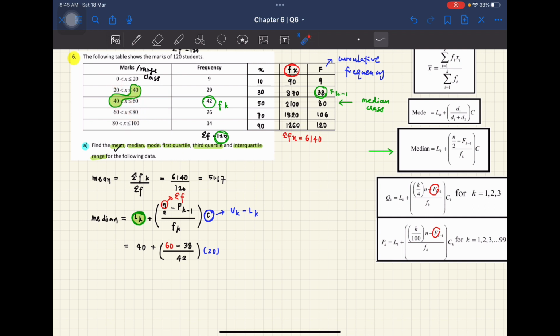So itu adalah cara yang paling mudah untuk kita cari nilai C kita. Tak perlu nak cari upper boundary tolak lower boundary. So dekat sini nanti dia double the step. Tapi kalau awak guna cara yang 60 tolak 40 tu, senang je, dia straightforward, terus dapat jawapan 20. Okay, and then for this one, just press your calculator. You should get the answer 50.48.